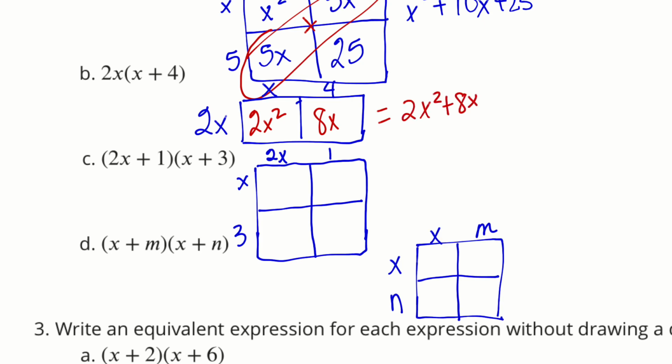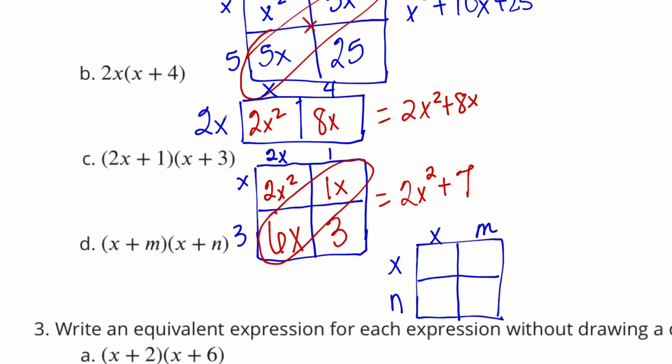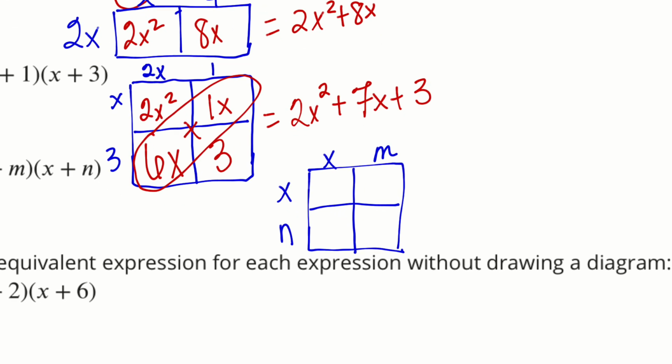What about for this next one, for C? What did you guys get? 2x squared. 1x. 3. You made a mistake there. 6x and 3. What are like terms? 6x and 1x. So 7x. You add it together.